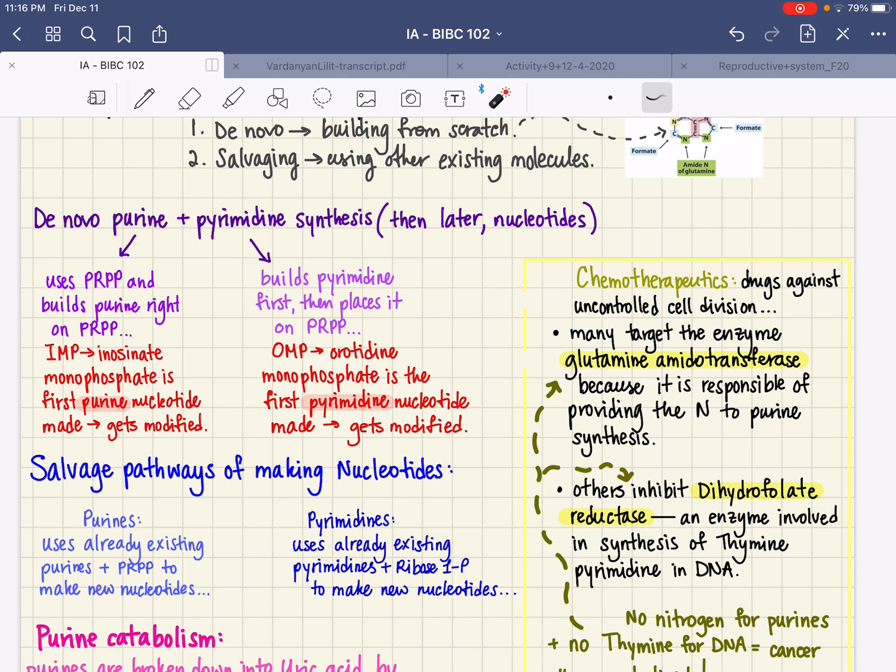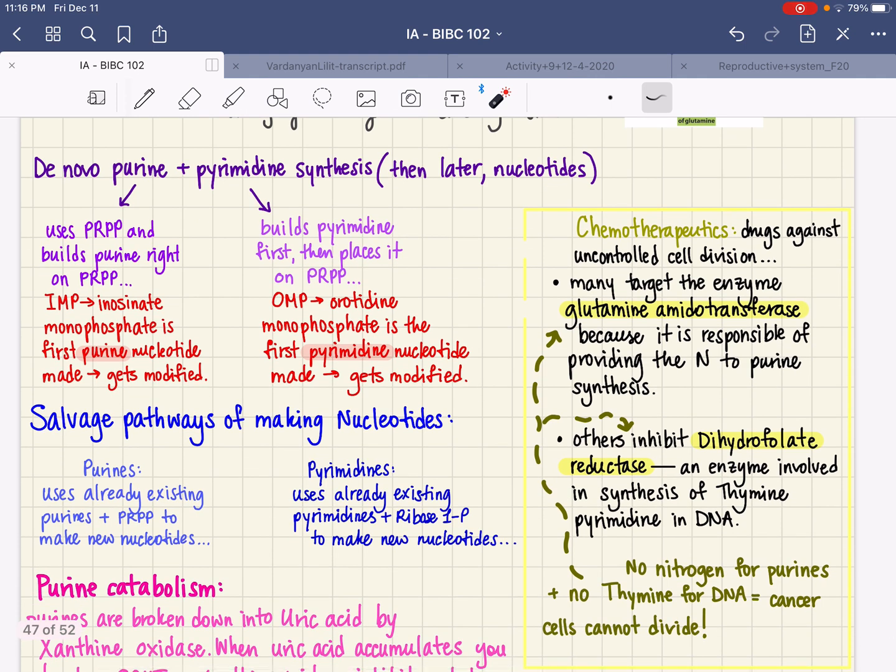Purine synthesis is made right on PRPP, and pyrimidine synthesis first makes the pyrimidine away from PRPP, then when it is fully synthesized, it is attached to PRPP. After these reactions take place, we make OMP, which is orotidine monophosphate, and this is the first pyrimidine nucleotide. Later, this gets modified into the three possible pyrimidine nucleotides. Okay, so that was the de novo pathway.